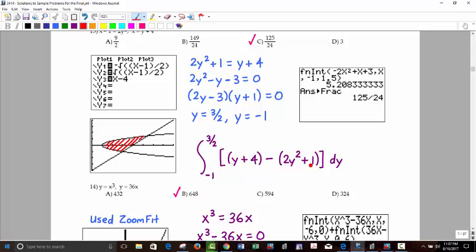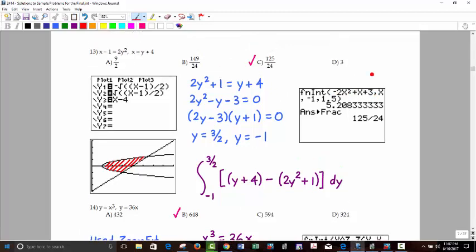y plus 4 minus 2y squared plus 1. That condenses into negative 2y squared plus y plus 3. Now you can use the fnInt feature of your calculator. You don't have to worry that it's y here; when you're just integrating, you can integrate this in terms of x. But mathematically, I'm not saying that y equals and x equals are the same equation. That's not what I'm saying. But if you're integrating a variable there, this variable could be a happy face and it wouldn't matter as far as the numerical calculation.